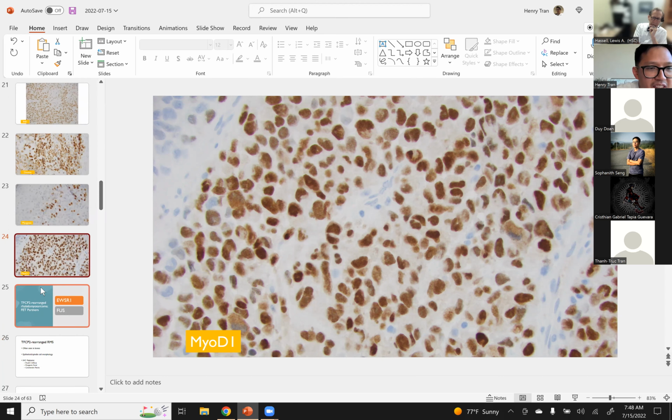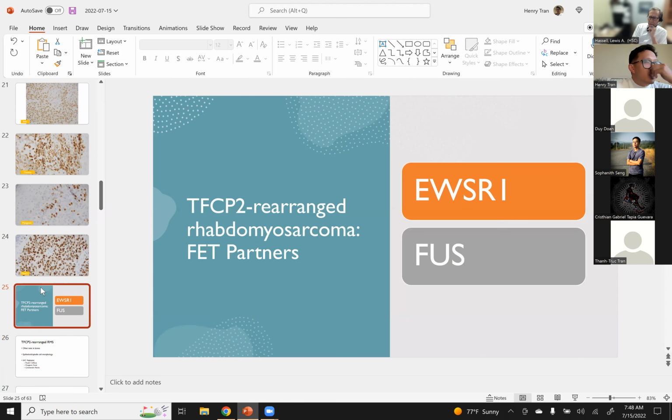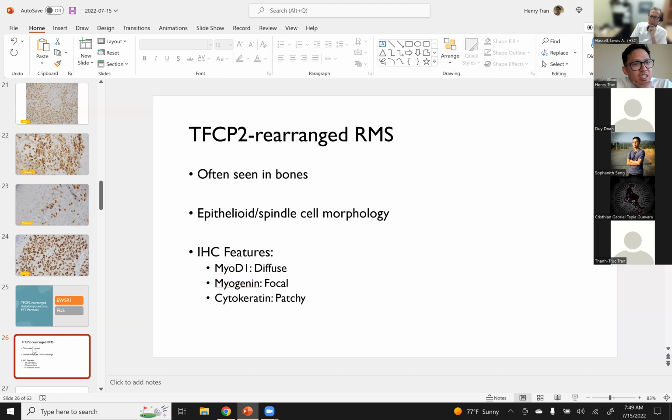And it turns out that there is indeed a newly described variant of rhabdomyosarcoma that has EWSR1 or FUS gene rearrangements. These two genes can be coupled with a gene called TFCP2. So there's this category now, TFCP2-rearranged rhabdomyosarcomas, and the FET partners, as I mentioned earlier, either EWSR1 or FUS, will be the potential partners. These tumors are actually often seen in bones. This presentation was in the bone, so that kind of fit.